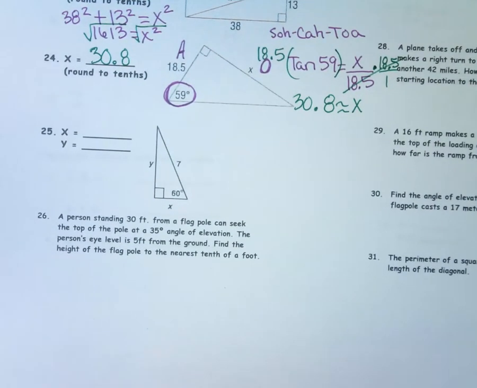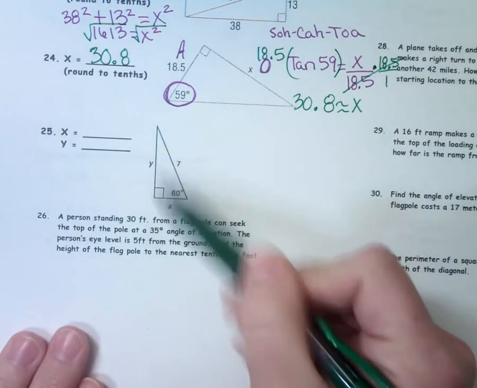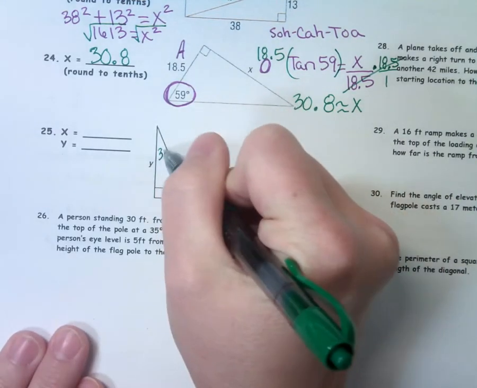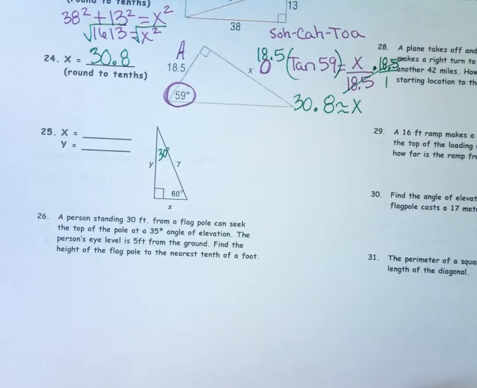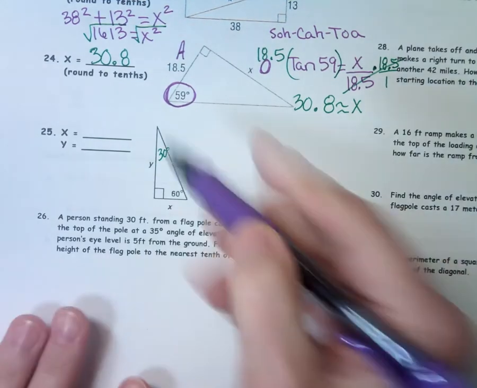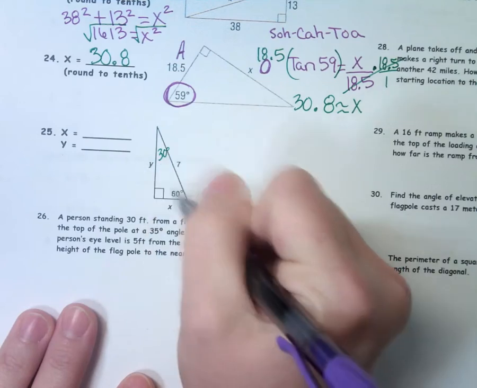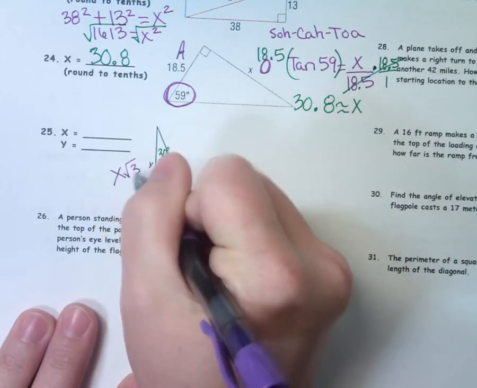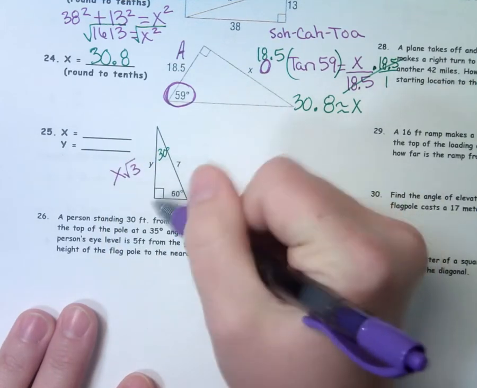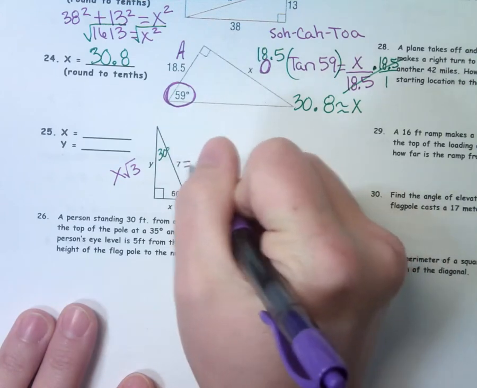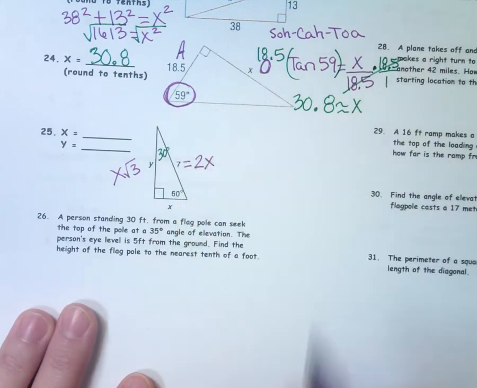Okay, 25. When I look at my triangle, I can see I'm working with a 30, 60, 90. So I'm going to start my labeling process. Across from the 30, I label with x, which is already there. Across from the 60, I label with x square root of 3. And across from the 90, I label with 2x. Because there's a number there, let me put equals 2x.